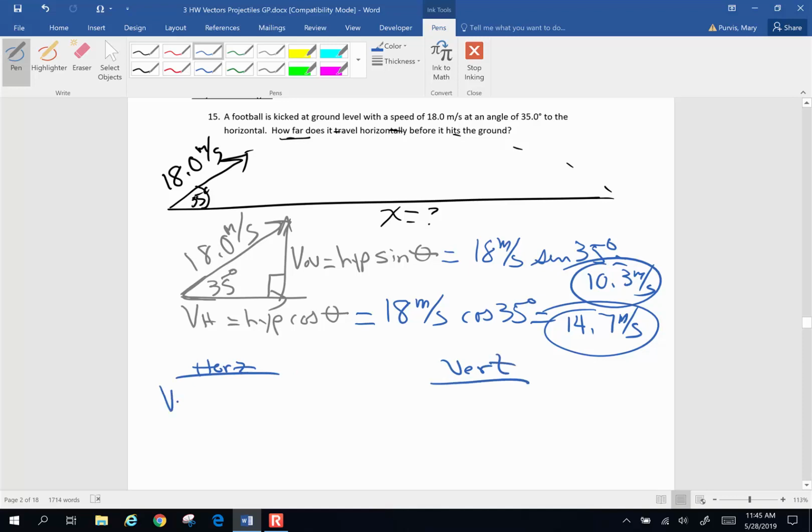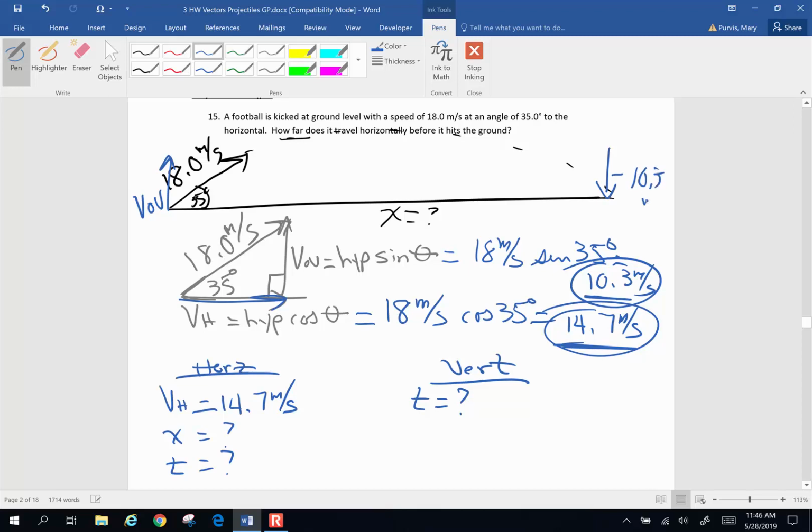Horizontally, I know the horizontal velocity is this bit right there, so that is 14.7 meters per second. I want to know x, don't know that, and I do not know how long it's going to be in the air. Where am I going to find time? I'm going to find that on the vertical side. I do know that 10.3 is going to be my original vertical velocity, and I know that its final vertical velocity is going to be a negative 10.3 meters per second.